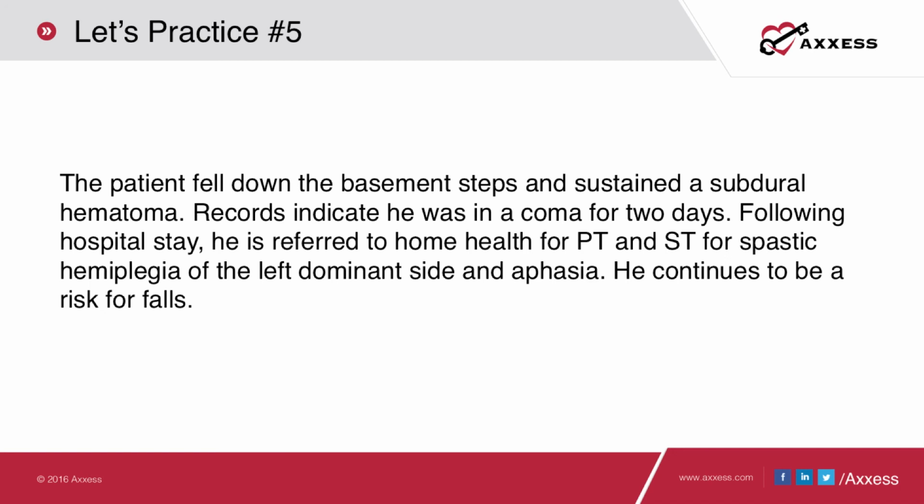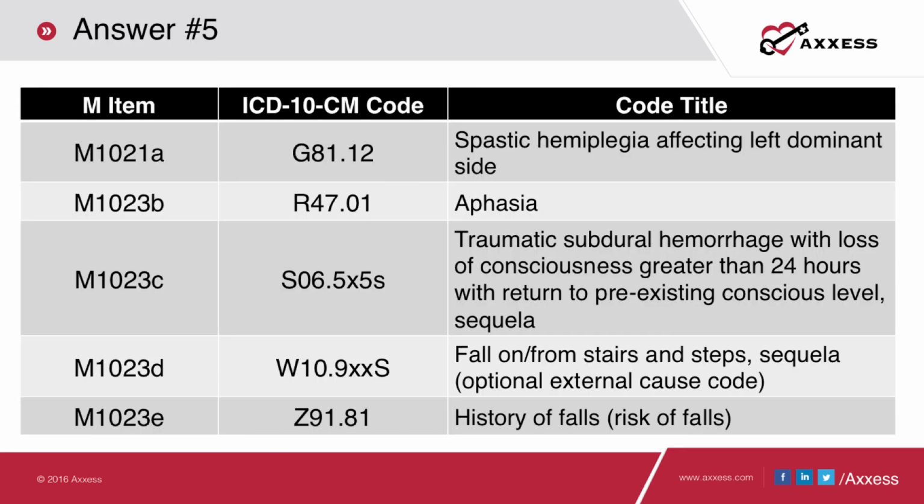In practice scenario number 5, we have a patient who fell down the basement steps and sustained a subdural hematoma. Records indicate he was in a coma for 2 days. Following the hospital stay, he's referred to home health for PT and speech therapy for spastic hemiplegia of the left dominant side and aphasia. He continues to be a risk for falls. In this case, there's guidance that tells us we should code the effects of the hemorrhage first. So for that reason, we have G81.12, spastic hemiplegia affecting left dominant side, and then R47.01 aphasia.